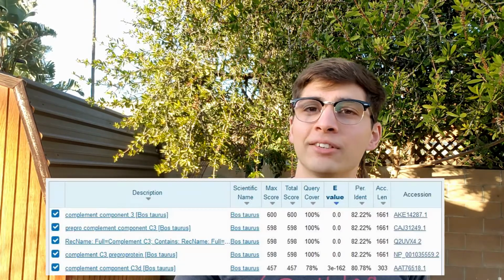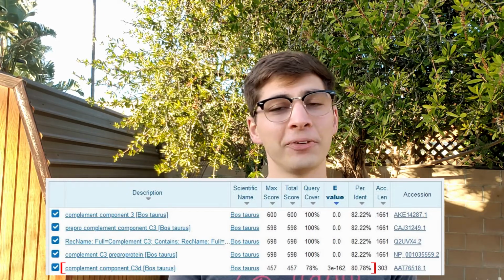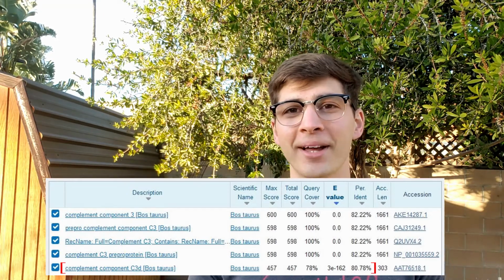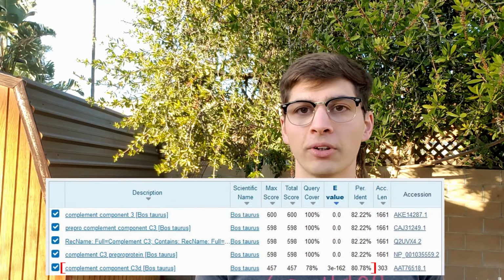Sure enough, one of the sequence matches about 80% similarity, and it's titled C3d in the BLAST databank, so we can be pretty sure that this is the C3d protein that we're looking for. We can go back to the Muscle sequence aligner and align the three sequences now, and that gives us a percent identity matrix. And in this case, it shows us that all of the sequences are about 80% similar to each other.